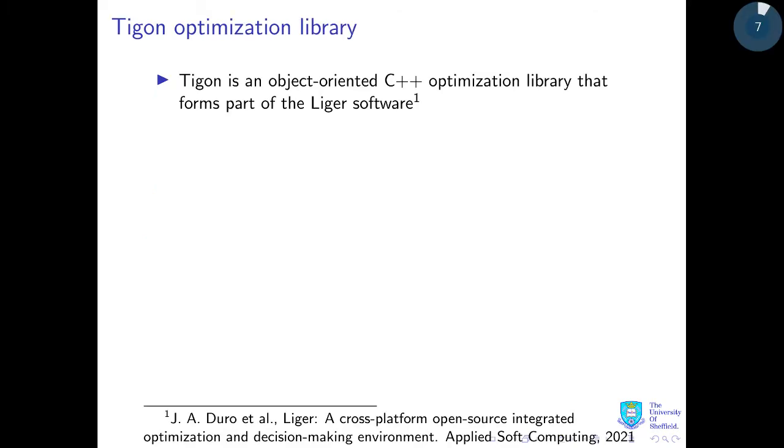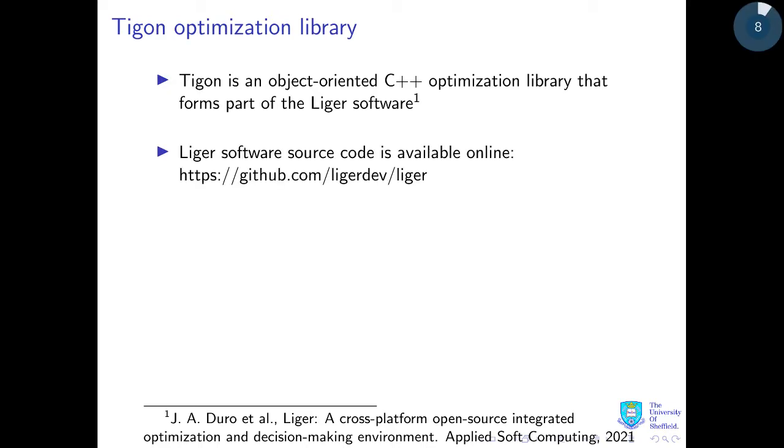Okay, so first of all, what is Tigon? Tigon is an object-oriented C++ optimization library that forms part of the Liga software. And the Liga software, which has been published recently in a journal publication down below, is open source, and you can find it on GitHub.